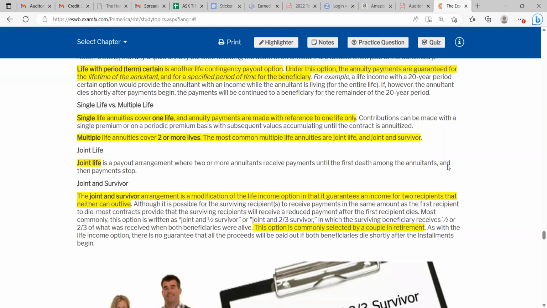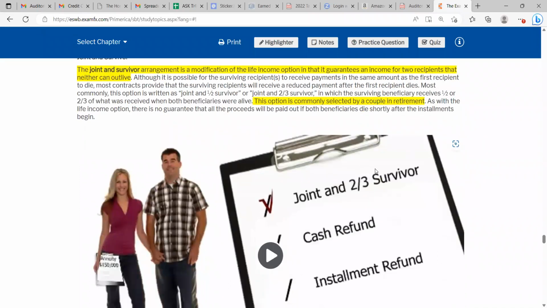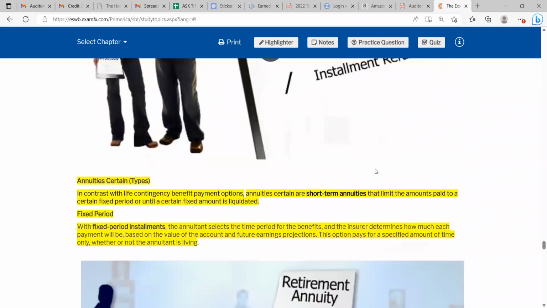So with joint life, like we saw in life insurance, when one dies, the other one gets the benefit. With the annuity, they're both getting payments, but once one dies, the payment stops. Now, joint and survivor arrangements are a modification of the life income option, and they guarantee an income for two recipients that neither can outlive. So the beautiful thing about this one is that, the way they're calculated, you can't outlive your money.